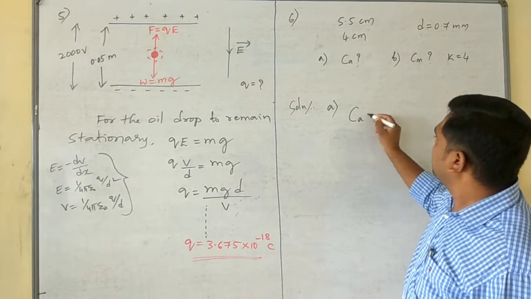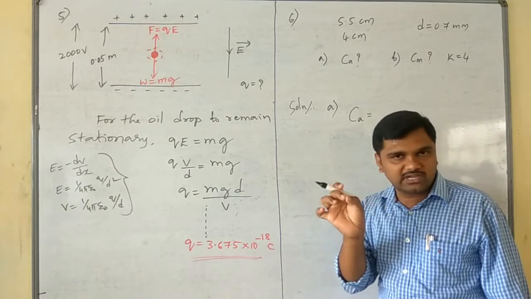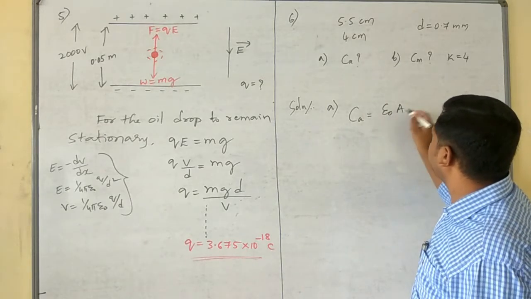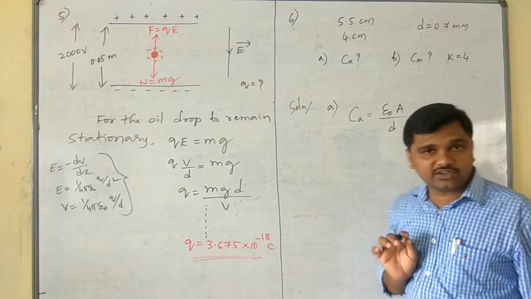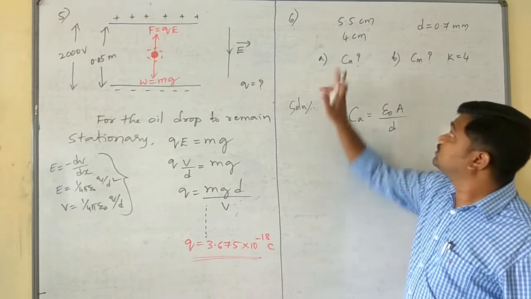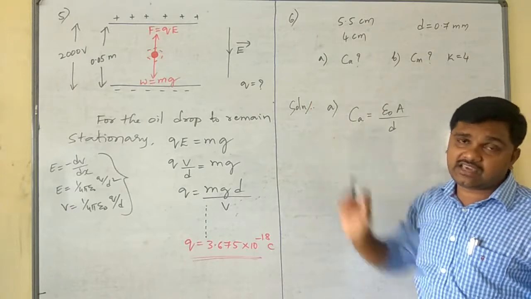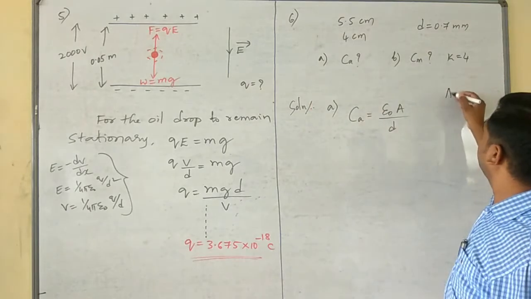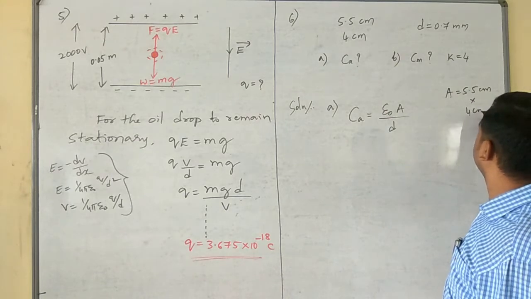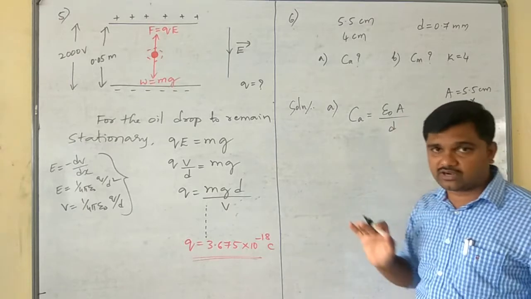When the gap between the two capacitor plates is air, then the capacitance is epsilon naught A over D. This is the formula. Area is not directly given, so 5.5 centimeter into 4 centimeter gives us the area. Convert it to SI units and take the A value.